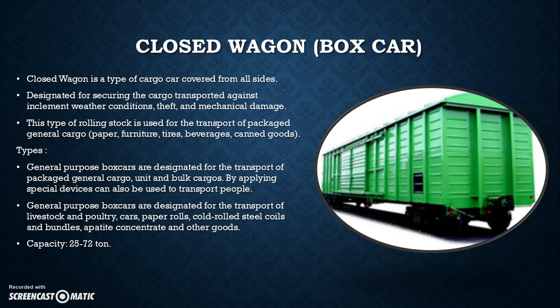The boxcar, while not the simplest freight car design, is probably the most versatile, since it can carry most loads. Boxcars have side doors of varying size and operation, and some include end doors and adjustable bulkheads to load very large items. Boxcars can carry most kinds of freight. Originally, they were hand-loaded, but in more recent years, mechanical assistance such as forklifts has been used to load and empty them faster. General-purpose boxcars are designed for the transport of livestock and poultry, cars, paper rolls, cold-rolled steel, coils and bundles, apatite concentrate, and other goods.